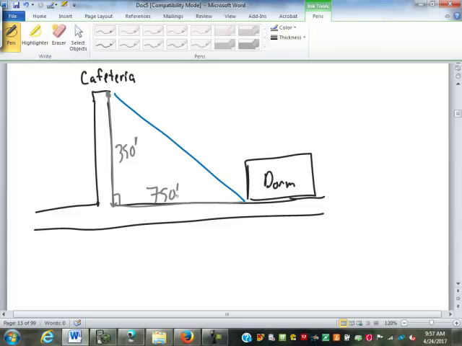750 feet. I want to know how long that sidewalk's going to be across there. Well, this is the right angle, so what I'm missing there is side C. So we'll call these A and B. So let's find our sidewalk. So A is going to be 350. B is going to be 750. And we're looking for side C.